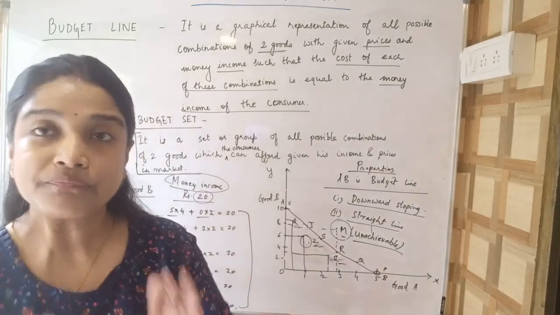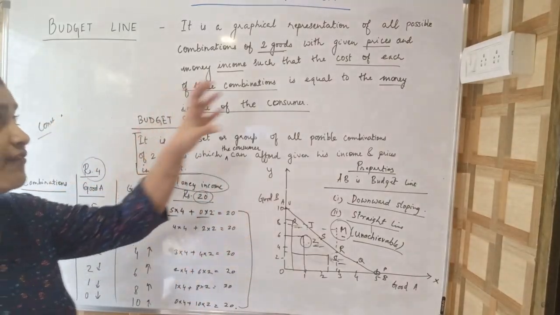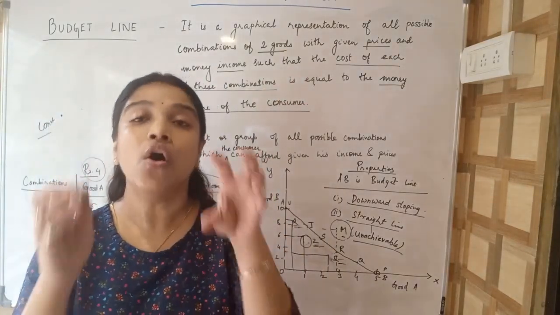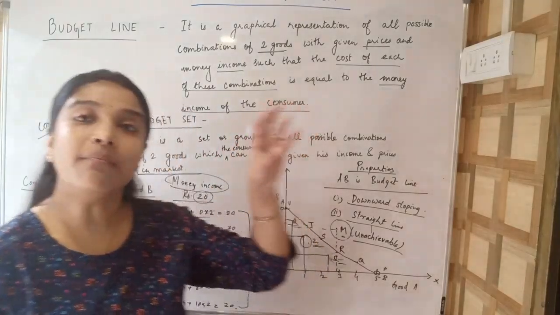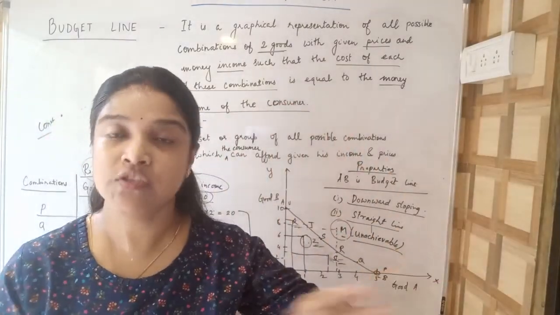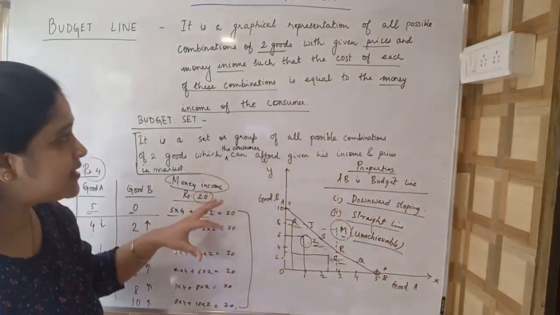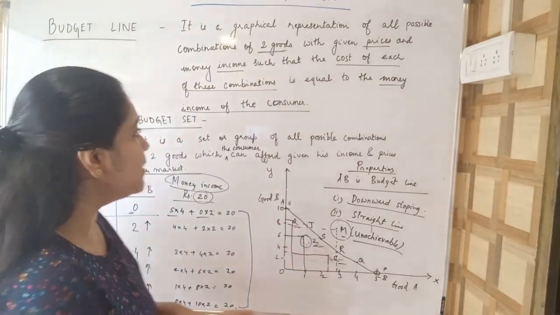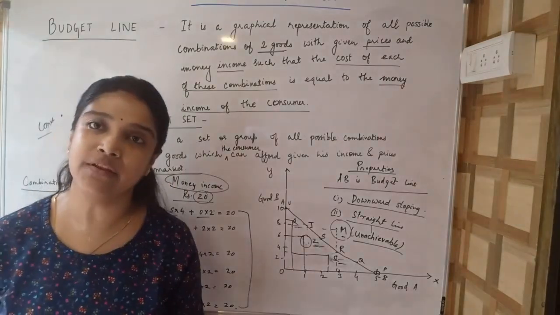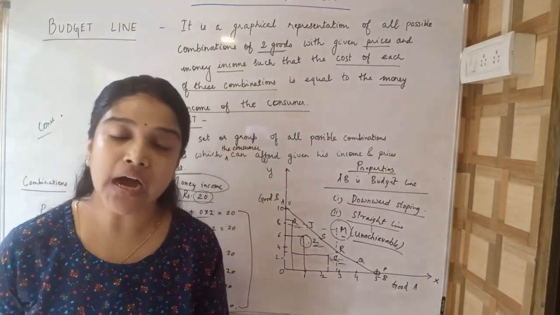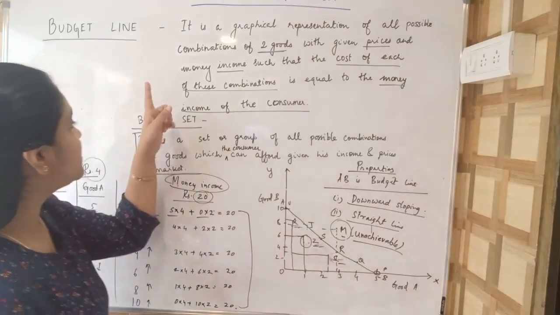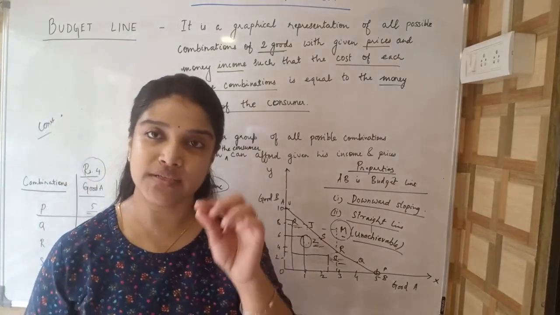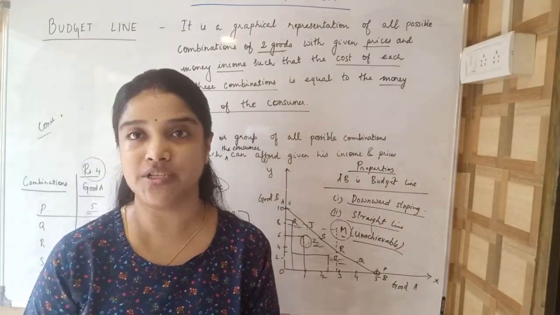So you understood the difference between budget line and budget set. Budget line is only those combinations wherein the money income is equal to the cost spent on the two goods. But budget set is any combination which the consumer can afford within his given money income. So these are the important things about budget line and budget set. Now we will also do an important topic which is left here, called shift in budget line. So let us see how.